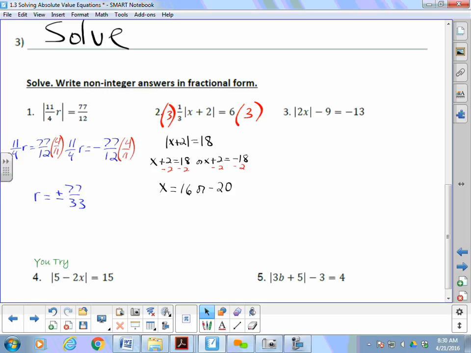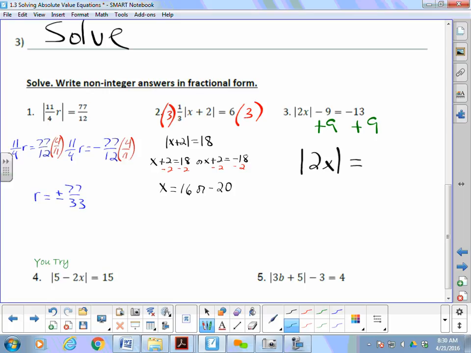Okay? Number 3, absolute value of 2x minus 9 equals negative 13. Donovan, what do we do first? Add 9 to both sides. Good. Plus 9. So the absolute value of 2x equals negative 4.